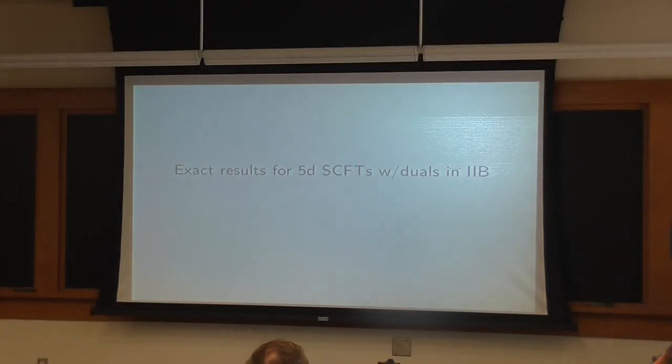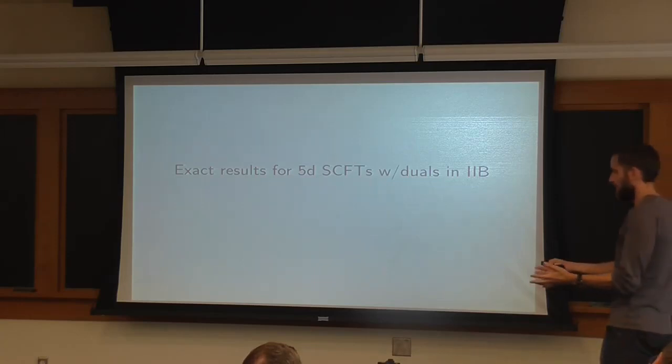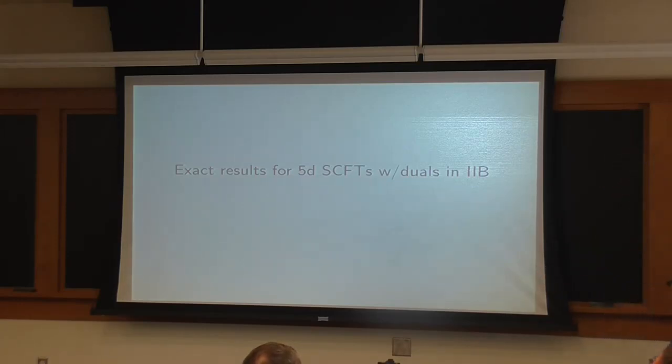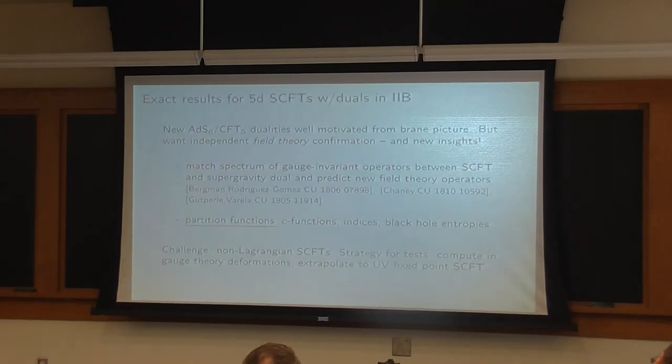And now to the main part. I want to combine the string theory lingo and the supergravity solutions with field theory methods and derive some exact results for these theories and match them up between all these descriptions. So the idea is I tried to motivate these AdS/CFT dualities from a brane picture, which you may or may not believe. What we want at the end of the day is some independent field theory confirmation that we actually have holographic duals for some 5-dimensional conformal field theories, which somehow exist. And of course also new insights. At some point you want to learn something.